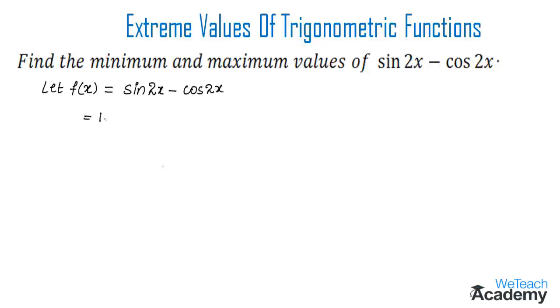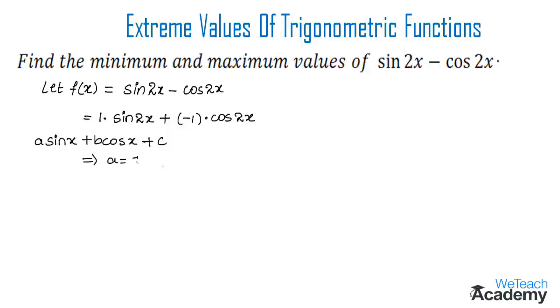This is nothing but 1 into sin 2x plus minus 1 into cos 2x. And now let us compare this function with a sin x plus b cos x plus c. So by comparing, we get a equal to 1 and b equal to minus 1 and c will be equal to 0. And now let us find the minimum value of the given function.